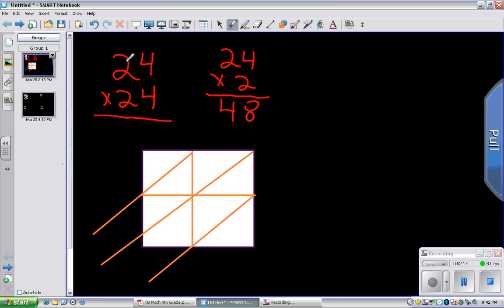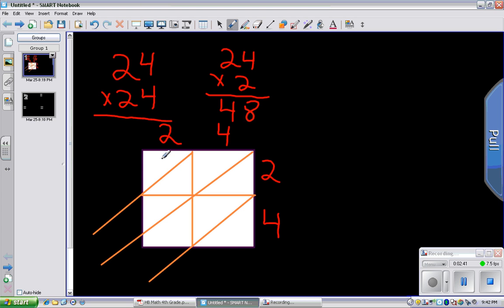Since I'm multiplying 24 times 24, I need to put the 24 on top, making sure that I line up my numbers, and 24 on the side, making sure I again line up my numbers with the middle of each box. Now I'm ready to multiply.